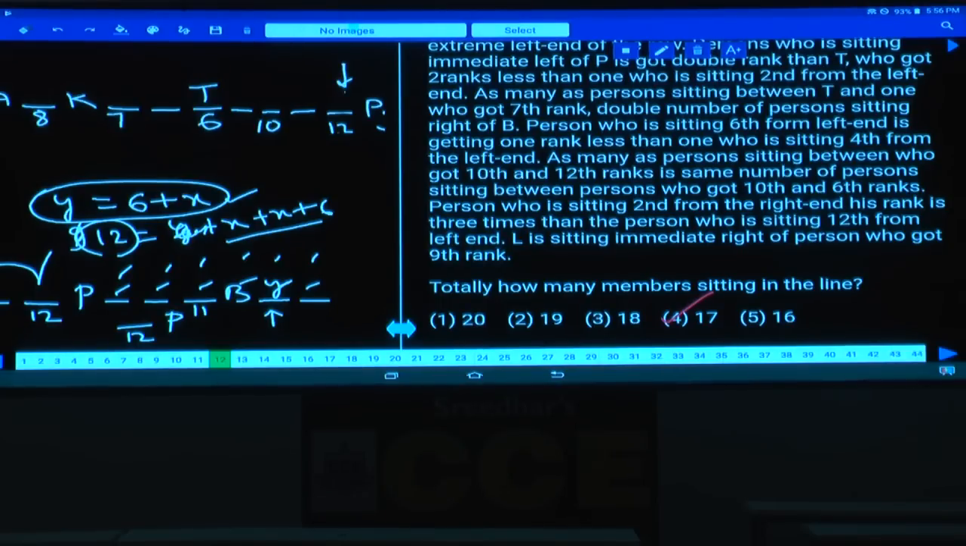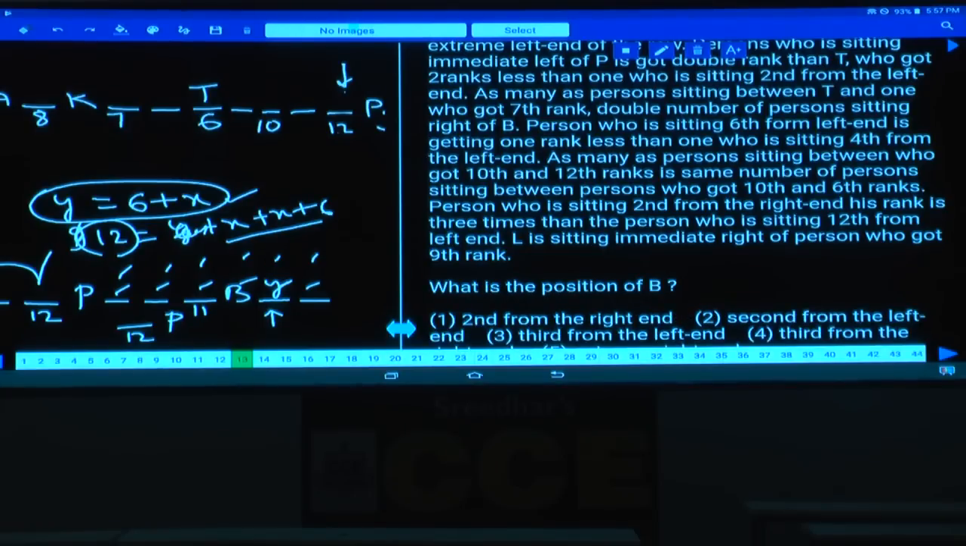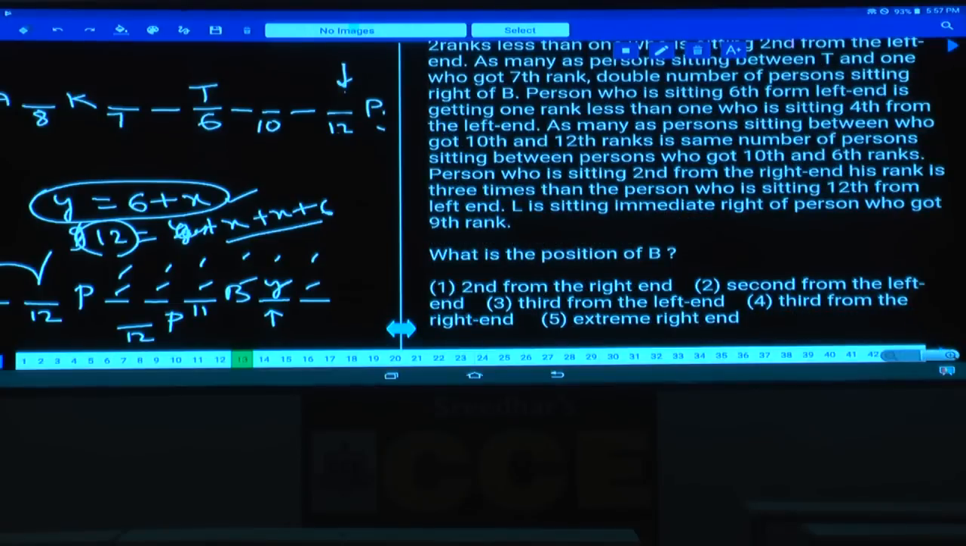Then 13th one. What is the position of B? Yes, position of B. B's position is now third from the right. Third from the right hand, that is choice 4.